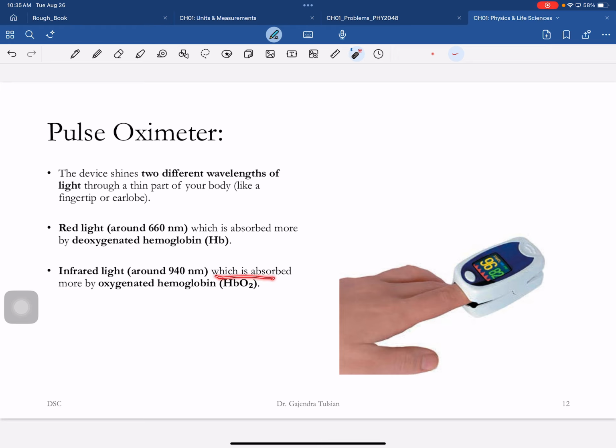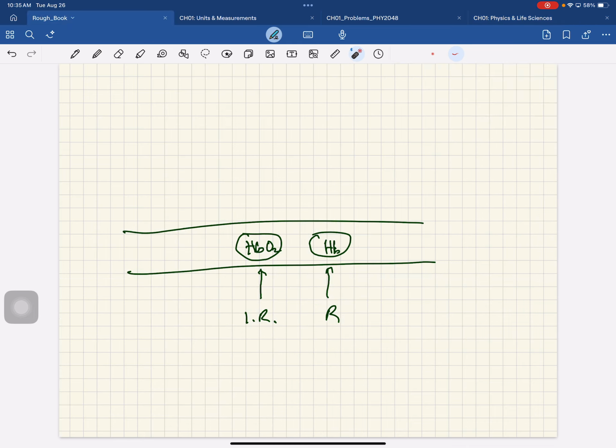Infrared light is absorbed more by oxygenated blood. So if more of your hemoglobin has oxygen, this beam gets absorbed and the intensity of this beam will be less. If the blood has more unoxygenated hemoglobin, the red gets absorbed more and the intensity of this will be less. So all you have to do is measure the intensity of these two beams and you know what fraction is oxygenated.